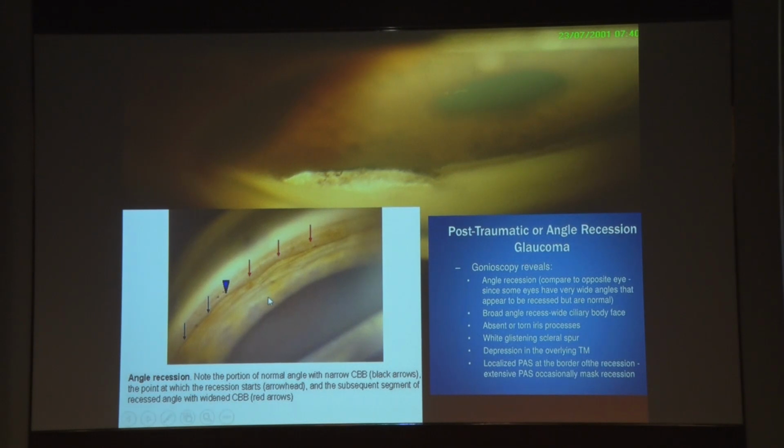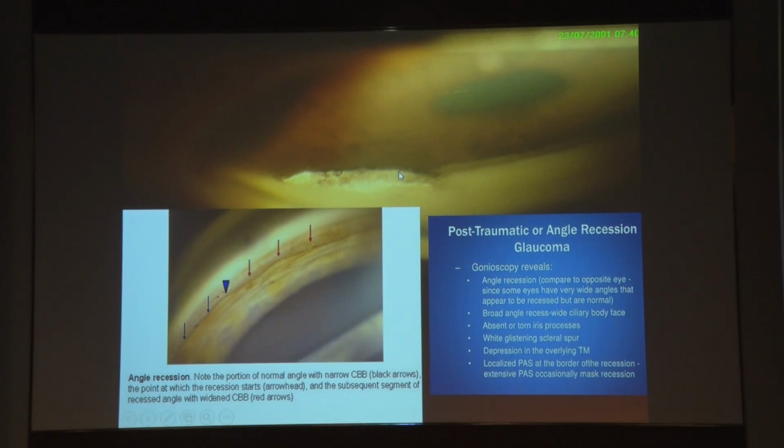Now, to diagnose angle recession, what you need to note is the normal angle with the narrow ciliary body. And look at this. This is the normal angle that you see out there. That point that you see out there, that is where the recession starts, the arrowhead. And as you go up out there, just look at that. The ciliary body actually has a different appearance, and the subsequent segments are thicker and thinner as they go on. So that is angle recession that you see out there, and that you need to diagnose.